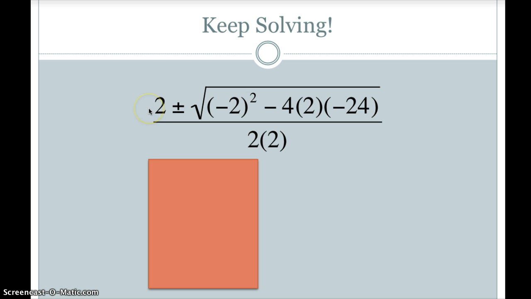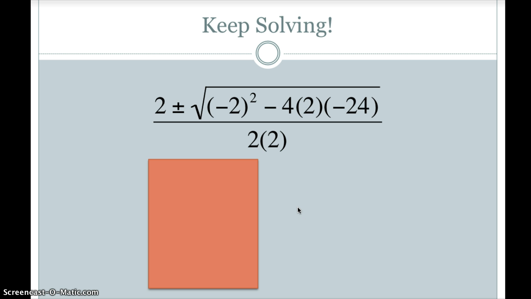So since my original b value was negative, when I plug it into negative b, it turns to positive 2, plus or minus the square root of b squared, so negative 2 squared, minus 4 times a, which was 2, times c, which was negative 24, all over 2a, and a in this case was 2. So all I've done here is plug into the quadratic formula from my original equation.